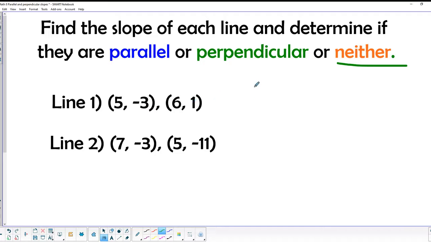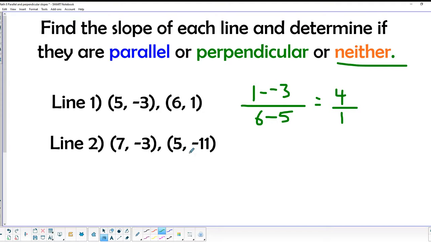So we're going to start out by doing 1 minus negative 3, or y2 minus y1 in the first equation, and 6 minus 5 on the bottom. That's the change in x. So 1 minus negative 3 equals 4, and 6 minus 5 is 1. So this has a slope of 4 over 1.